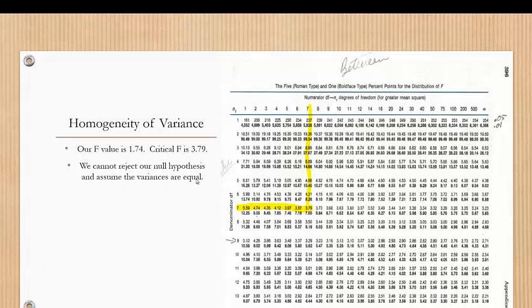This particular one had 7 in each group, so it didn't matter which is which. We go 7 in our numerator and down to 7 in our denominator, and we come across here to a critical value of 3.79. Our F value is 1.74. So the fact that our F value did not exceed our critical value of 3.79 means that we failed to reject our null hypothesis. Or, I'm sorry, means that we cannot reject our null hypothesis.